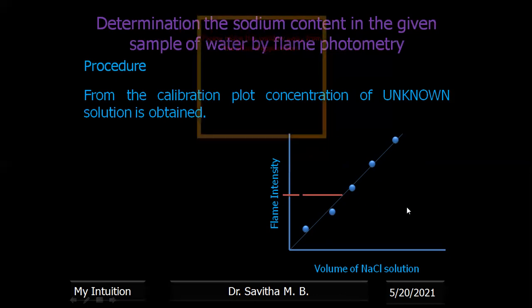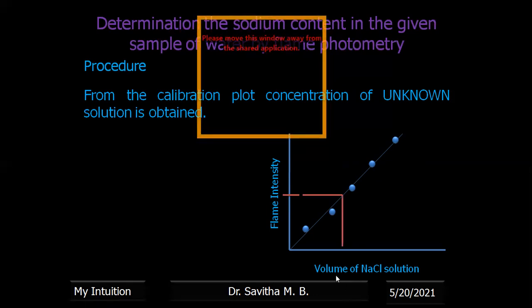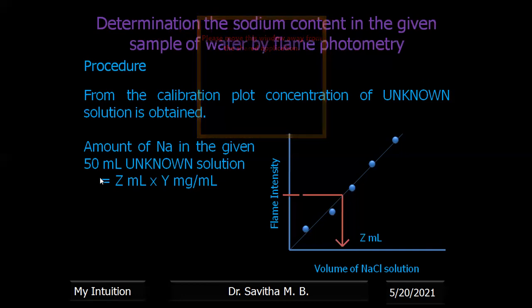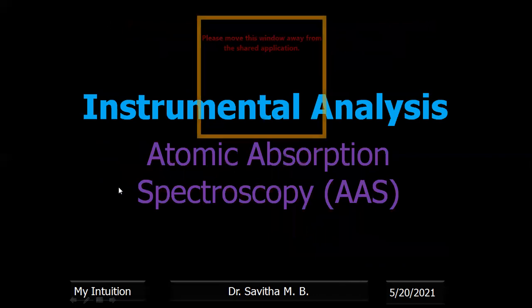Where it cuts the calibration graph, you have to draw a perpendicular to the x-axis, where you will get the volume of the sodium chloride present in the sample solution. Let us assume it is taken as Z mL. Here also, initially we had taken 1 mL of sodium chloride containing y mg of sodium. Here we have got Z mL. So Z mL contains how much? Z mL contains Z mL into y mg, which is given in Z mg.